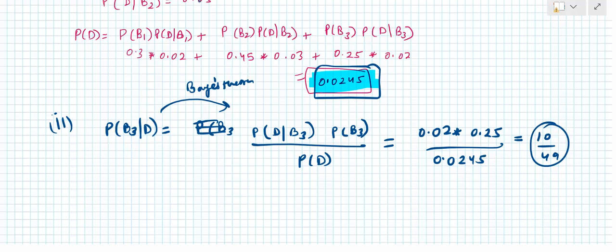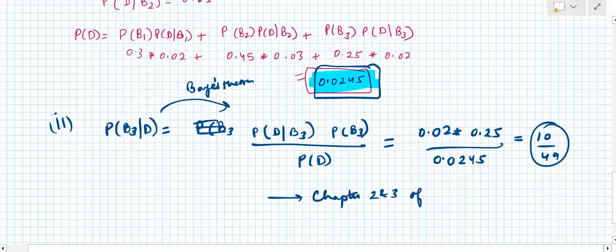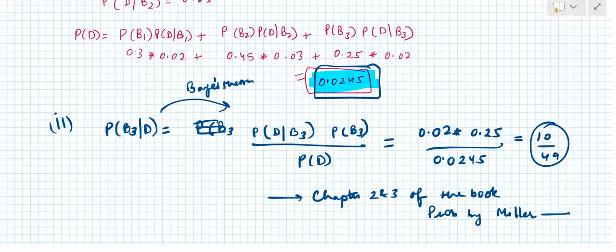Now in the next class we will be starting with the next chapter. So till here we have covered chapters 2 and 3 of the book, which is Probability by Miller, the book we are following. But for the next chapter, which is random variables, we will be following some other book.